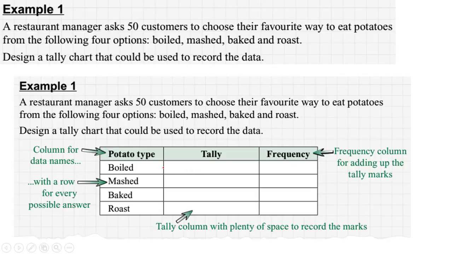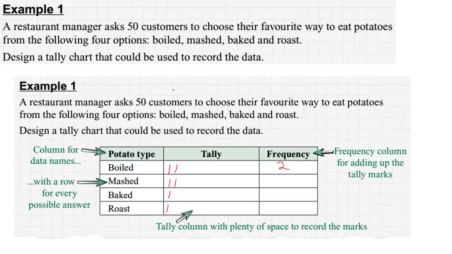So if the first person says that he would prefer boiled, you'll tally that person here. The second person says they would love mashed, you tally that person here. The third person says they would love boiled, tally them. Another person said baked, there. Another one says roast, there. Another one says mashed, there. So you just tally them. Then the frequency will be for you now to add the tallies. Say, for example, if you only have two people who prefer the boiled, then you're just going to write two there. So frequencies will be basically the number of tallies added together.